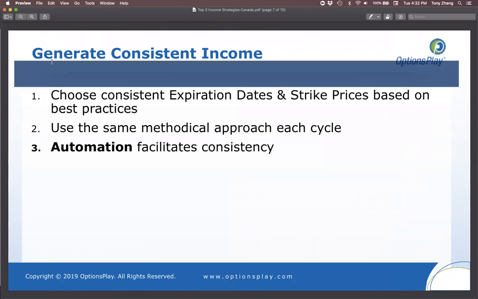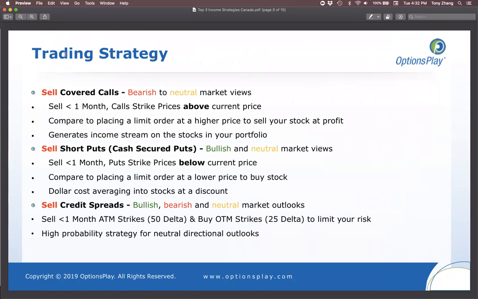So with that, what I'm going to do is jump to the actual trading strategies and some of the best practices for each one. So again, I'm going to start with short puts and cash secured puts, because when we think about covered calls being the first strategy that you learn as an income generator, yes, covered calls is the first strategy that you learn, but in order to sell a covered call, you must first own the stock.